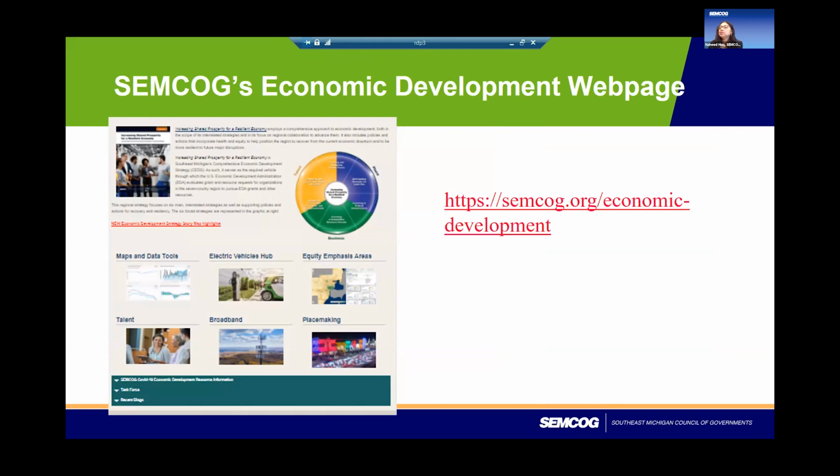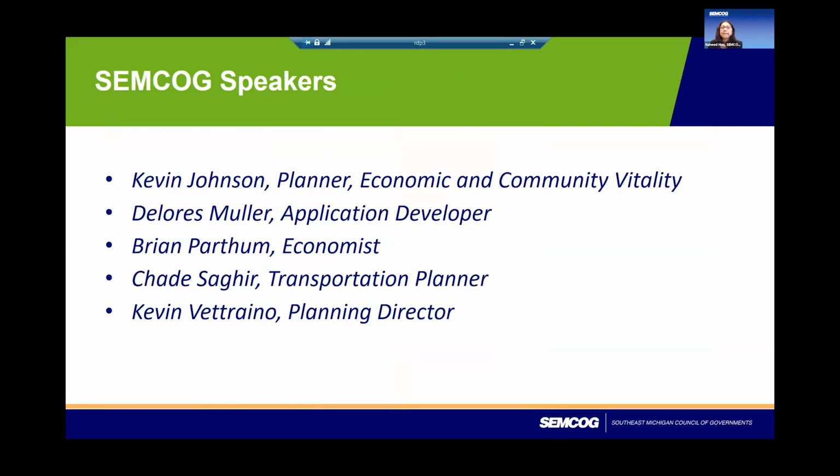You can access the resources we will be discussing today on the new SEMCOG Economic Development page. This can be accessed by clicking on the Economic Development image on the homepage at semcog.org. The following speakers will take us through the resources. First will be Kevin Johnson, a planner in Economic and Community Vitality Group, who will provide an overview of the resources, and he will be followed by Dolores Miller, Brian Possum, Chad Sagir, and Kevin Vetrano. Well, Kevin?